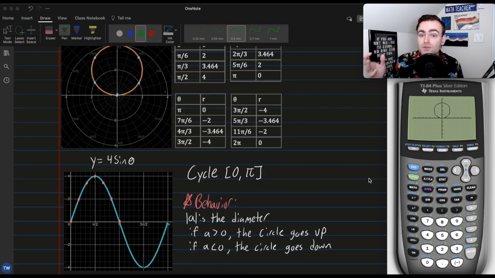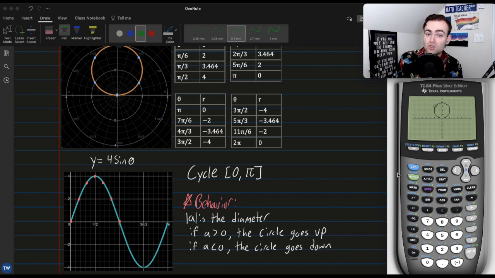If a is greater than 0, it's going to go up. A is less than 0, it goes down. And it starts at the pole. So if I hit graph again, go off and hit graph again. Maybe not. It doesn't like me. It started at the pole and then works its way back.